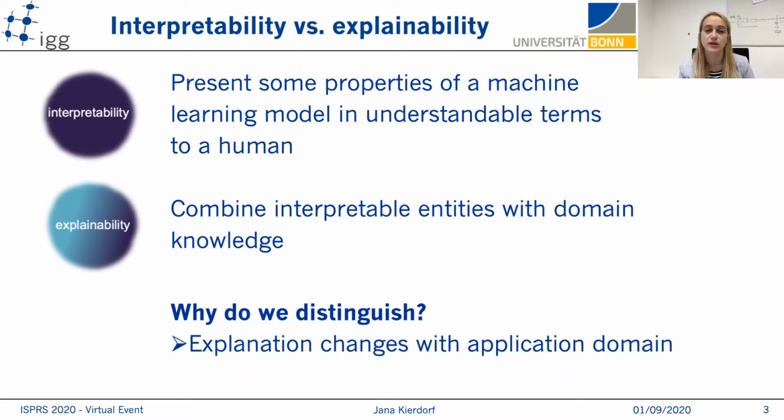You might have already noticed that I distinguish between interpretability and explainability. We realized that there is no unique definition of explainability and no clear distinction to interpretability. So this is our thought about it: you can have one interpretation, but changing with the application, you might come up with different explanations.